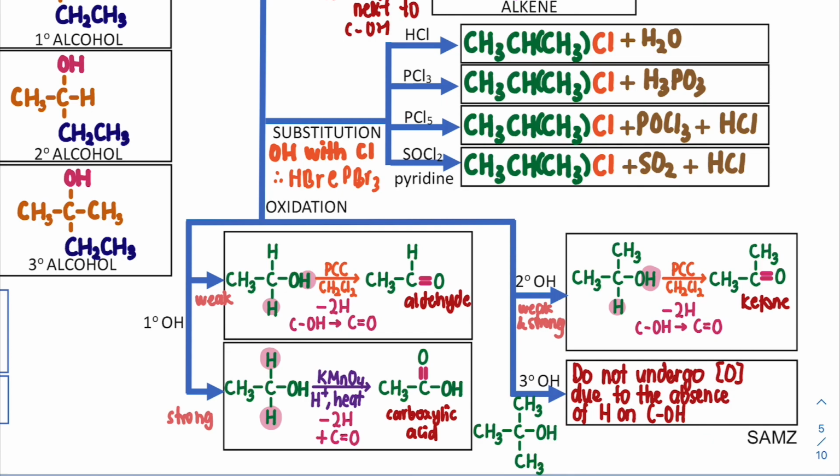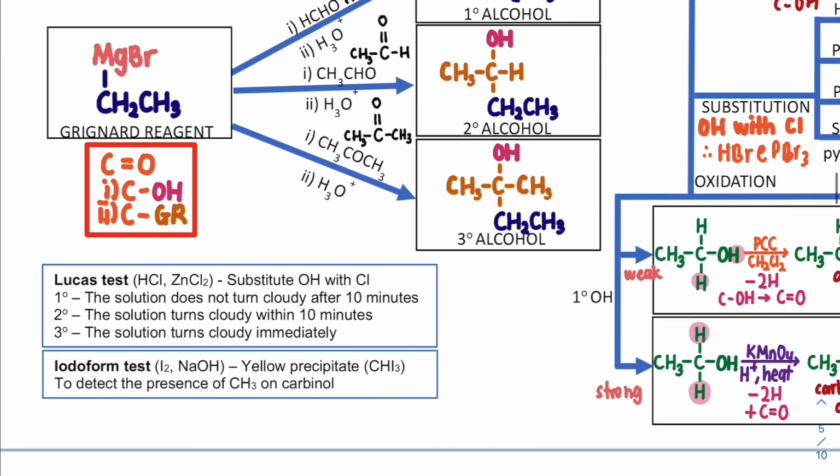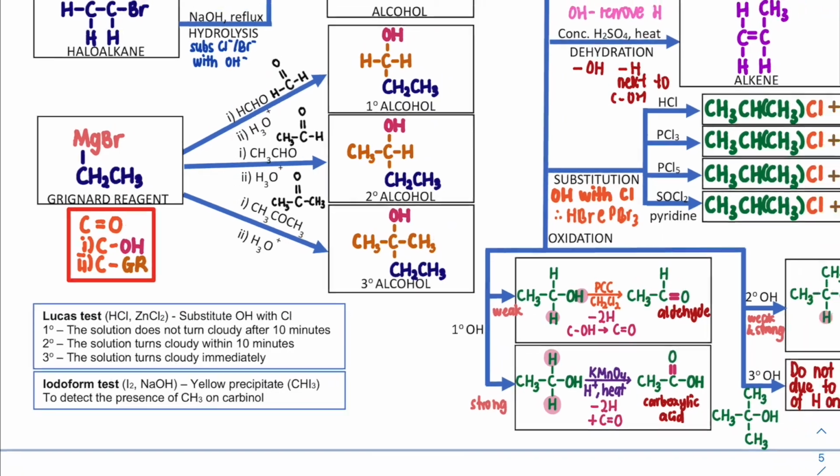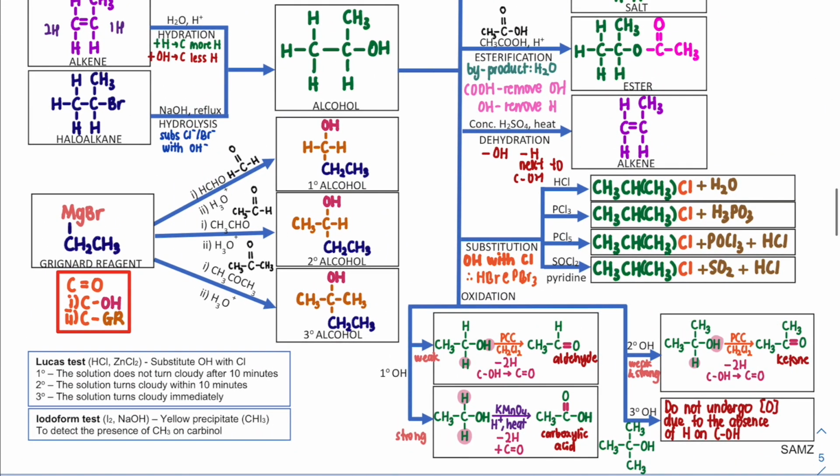Next, we're going to look at the chemical tests of alcohol. For the chemical tests of alcohol, we have two. First, the Lucas test. The Lucas test is to differentiate primary, secondary, and tertiary alcohols, to see which one is which. What happens is that we substitute OH with Cl, the same as our reaction with HCl. We substitute the OH with chlorine, but this one has a catalyst, zinc chloride.